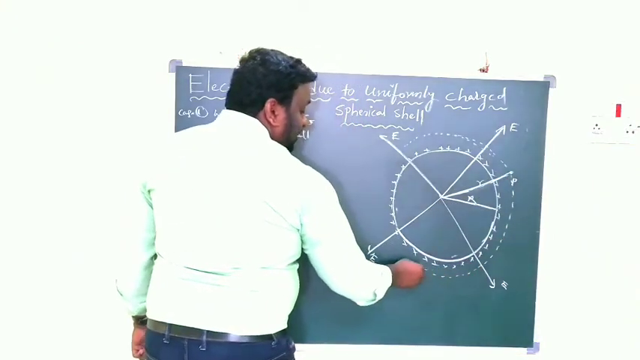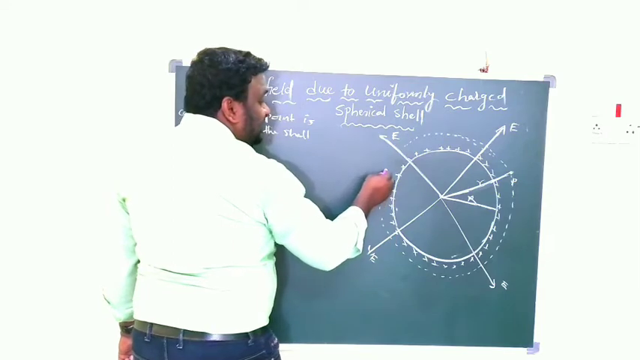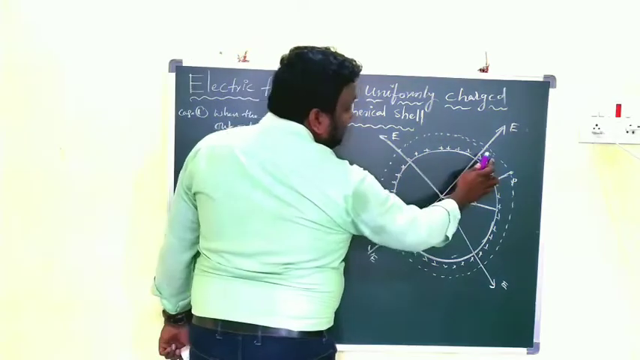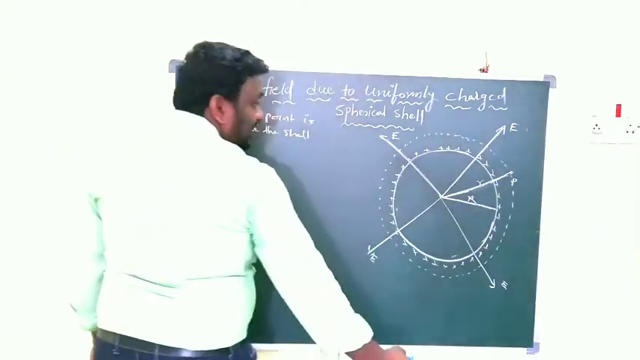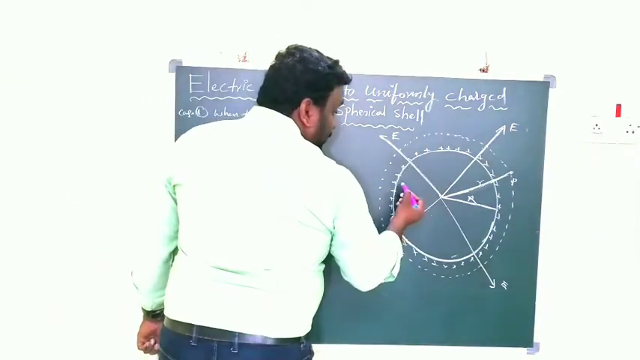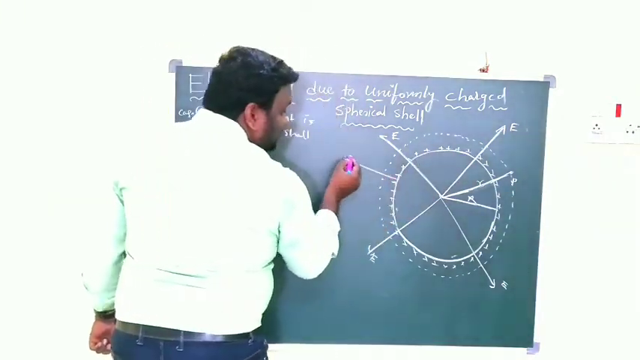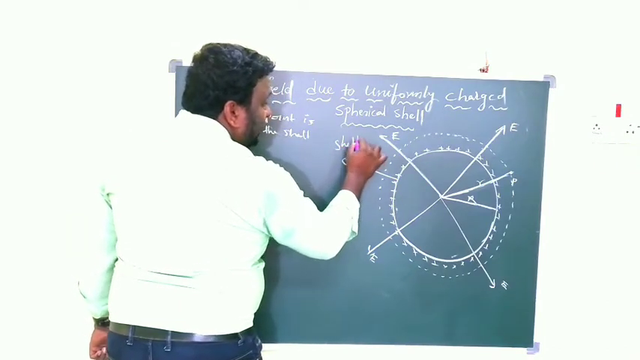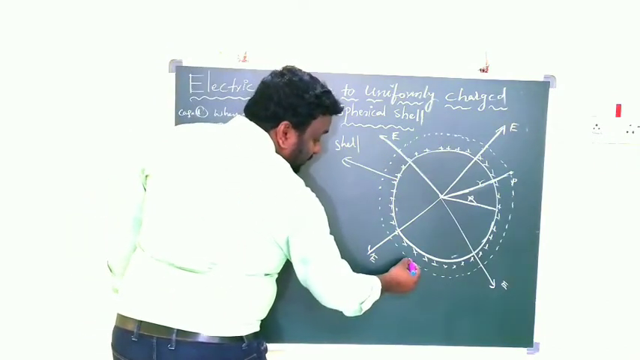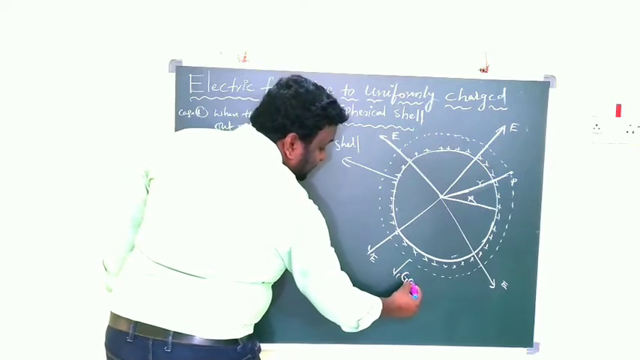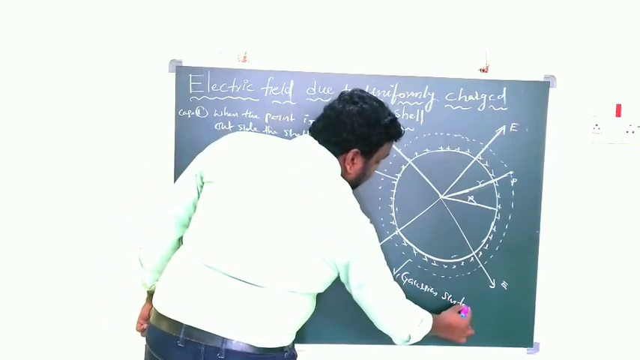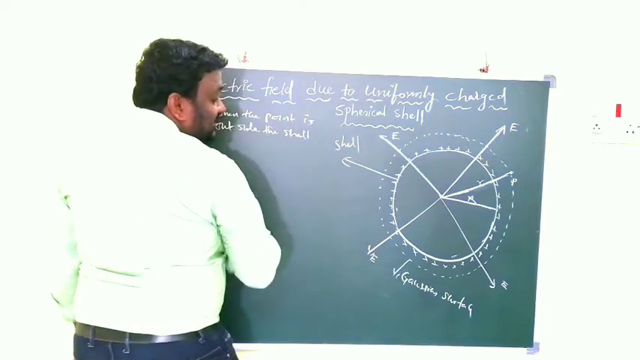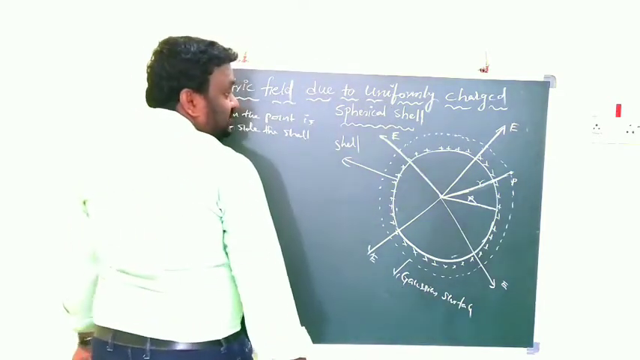This dotted circle is the Gaussian surface. Clear? This is the shell, a spherical shell, and this is the Gaussian surface. Clear, children? This is the spherical shell and this is the Gaussian surface.